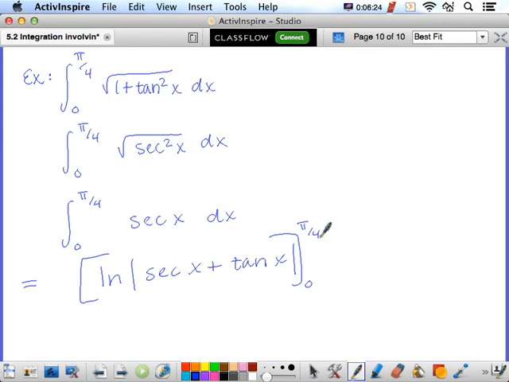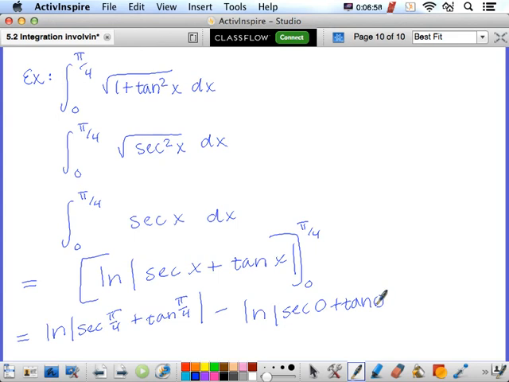Then we're going to substitute pi over 4 in. So we have the natural log of the absolute value of the secant of pi over 4 plus the tangent of pi over 4. And that would be our f of b. And we have to say minus f of a. So we'll have minus the natural log of the secant of 0 plus the tangent of 0. And then we'll go up here and we will clean those up and see what kind of number we get from that.